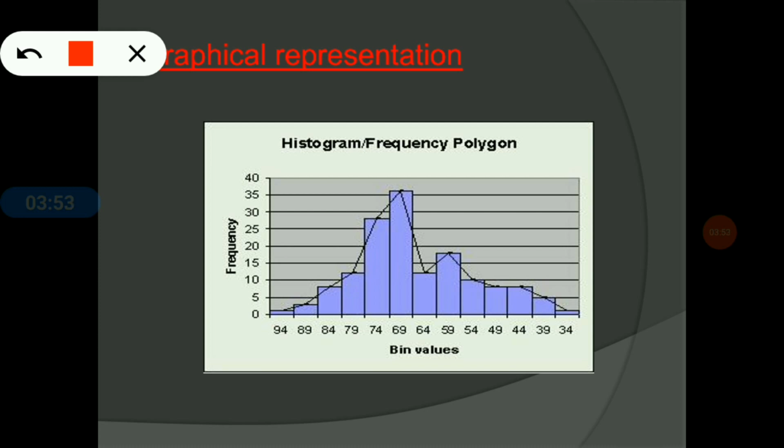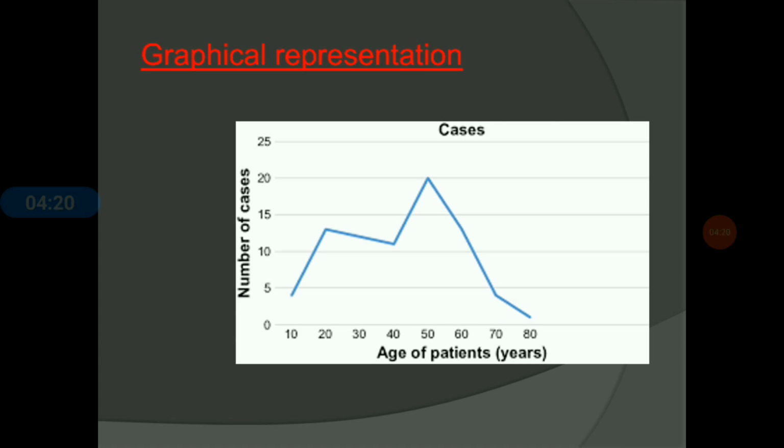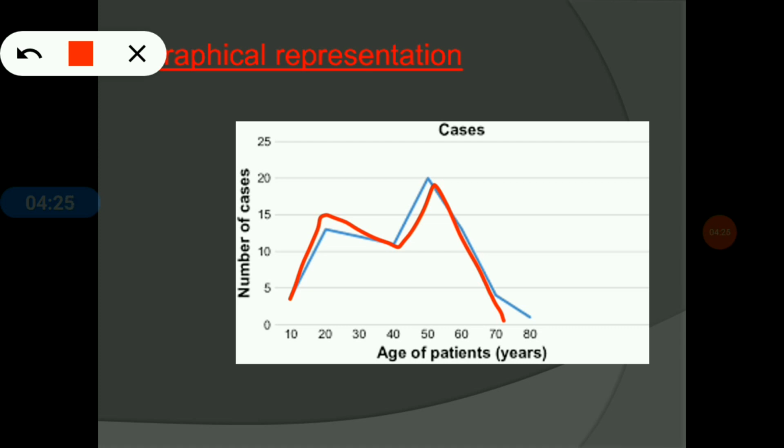We measure frequency on the vertical axis, not the cumulative frequency, and bin values on the horizontal axis. We can see all the midpoints of each rectangular bar connected with a line. So the locus of all midpoints of each rectangular bar is known as the frequency polygon, and it looks like this one. That's why the frequency polygon is called a line graph.